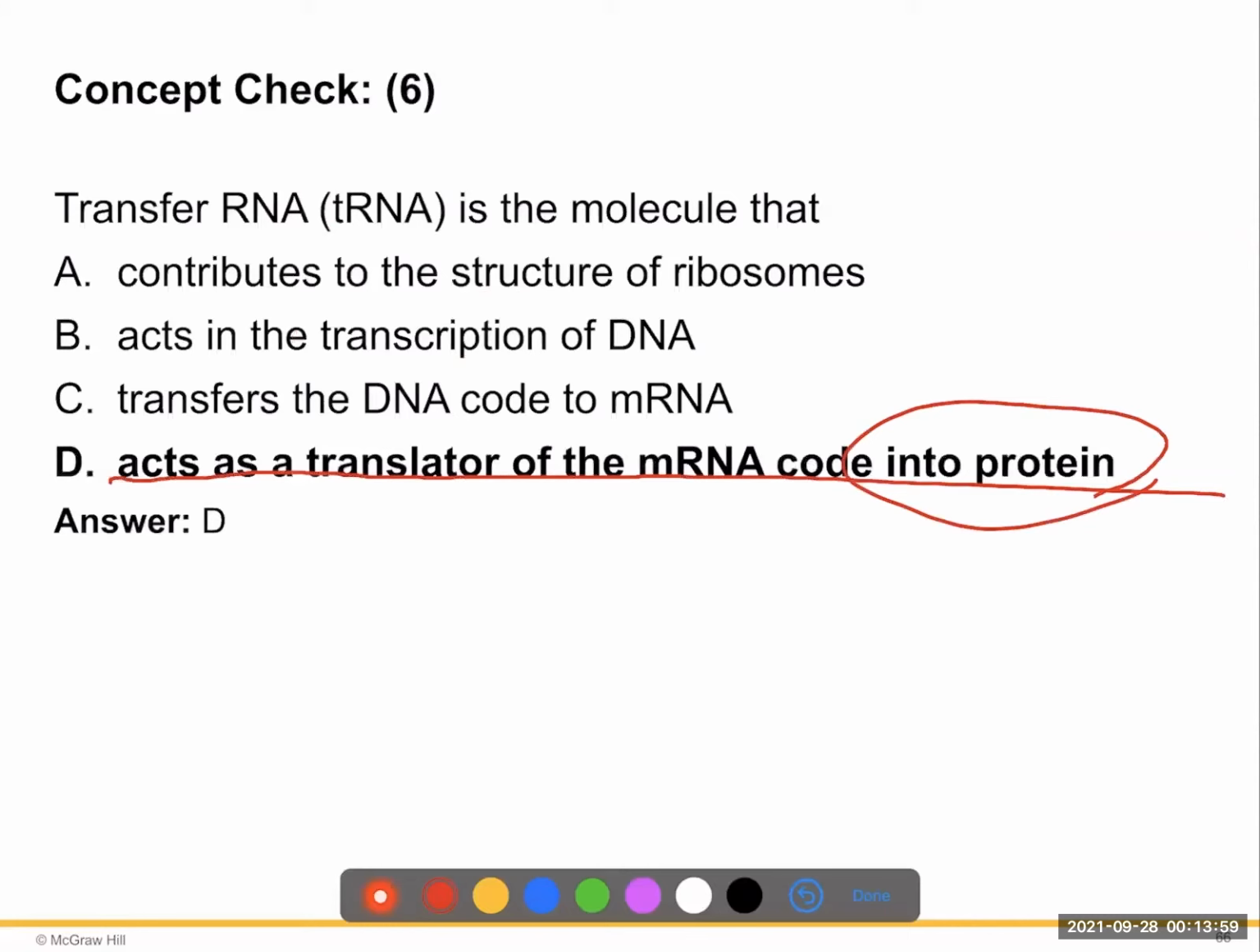Does that make sense now? Yeah, it does, because B doesn't make sense because that's not the transcription of DNA. Right, that's what messenger RNA does. Yeah. The transfer RNA actually forms your protein by linking your amino acids together.